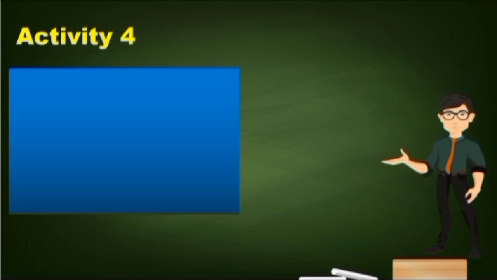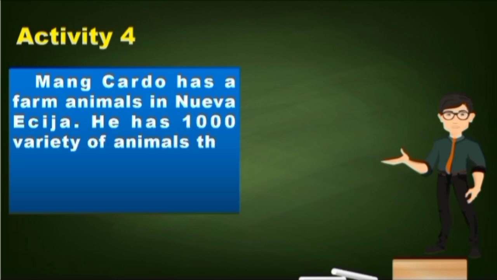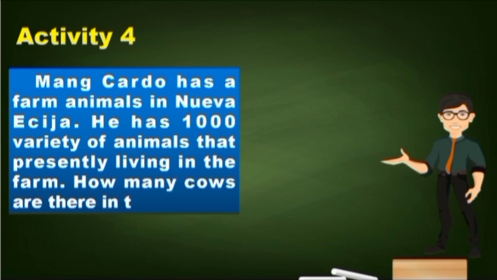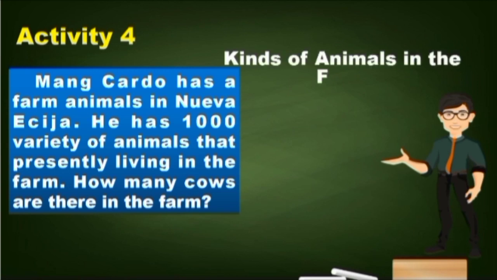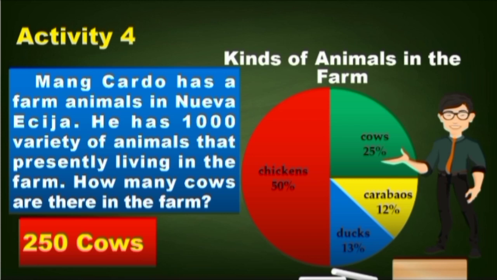Next, for the last activity, activity number 4. Mang Cardo has farm animals in Nueva Ecija. He has 1,000 variety of animals presently living in the farm. How many cows are there in the farm? The title of the graph is Kinds of Animals in the Farm. 25% for cows. What do you think is the answer? Very good. The answer is 250 cows.